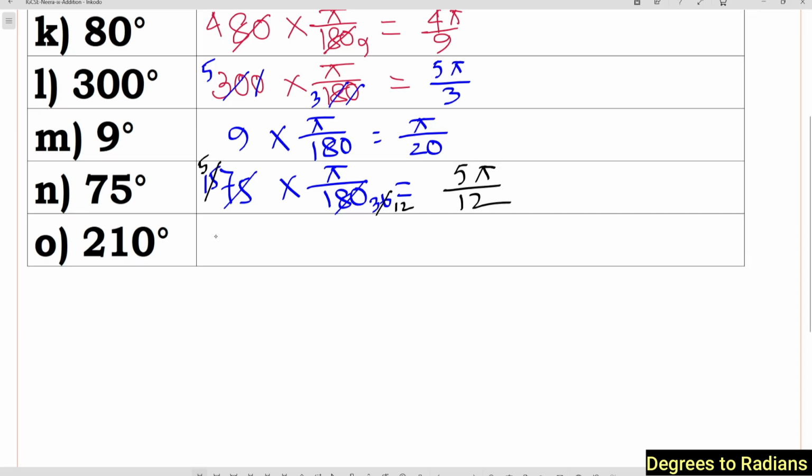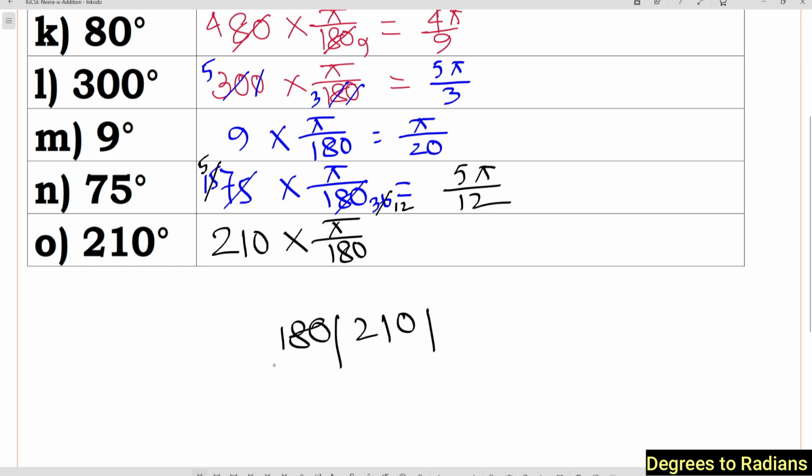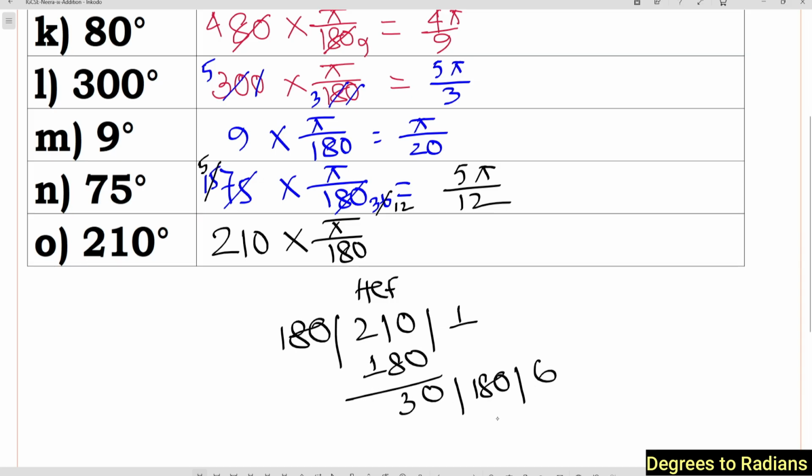And the last one: 210 times pi by 180. What is the common divisor? We find the HCF of 210 and 180. 210 divided by 180 is 1 time, remainder 30, and 180 is 6 times 30. So we can divide by 30. If we divide by 30, here is 7 and here is 6, and our final answer will be 7 pi divided by 6.